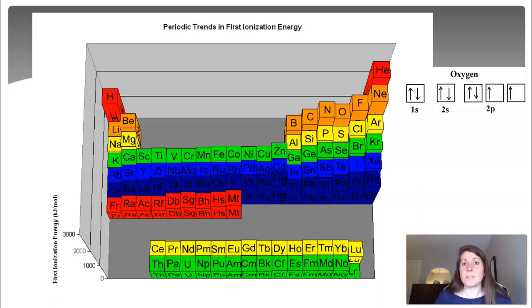This means that there's going to be some more repulsion from the electrons in that orbital, and so it'll actually be easier to remove that electron compared to nitrogen, just because nitrogen's configuration is more stable. Now, that doesn't mean that oxygen loses electrons, that just means that it might be easier for it to lose electrons compared to nitrogen.